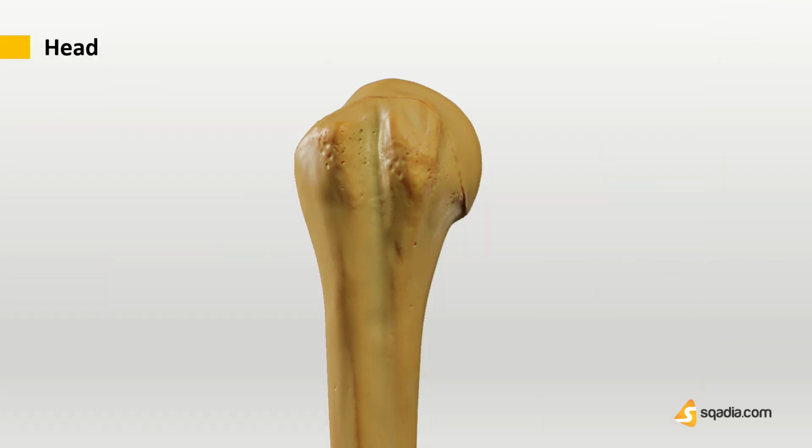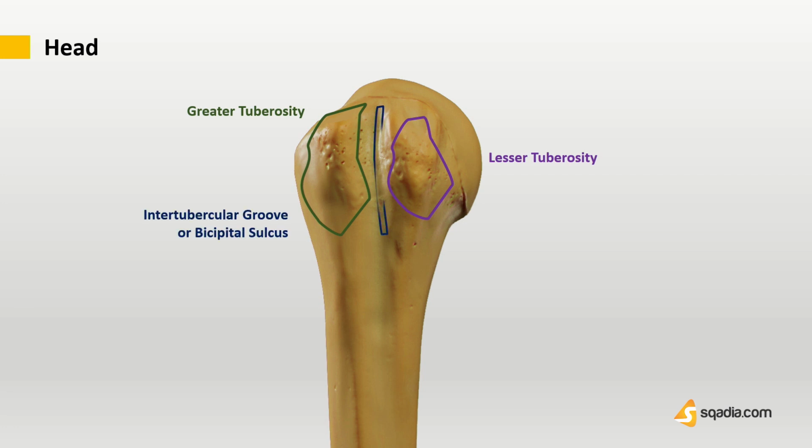Below the head, we have two important bony landmarks, the greater tuberosity and the lesser tuberosity. Lodging in between is a groove known as the intertubercular groove or bicipital sulcus. It gets its name as the bicipital tendon is located here.